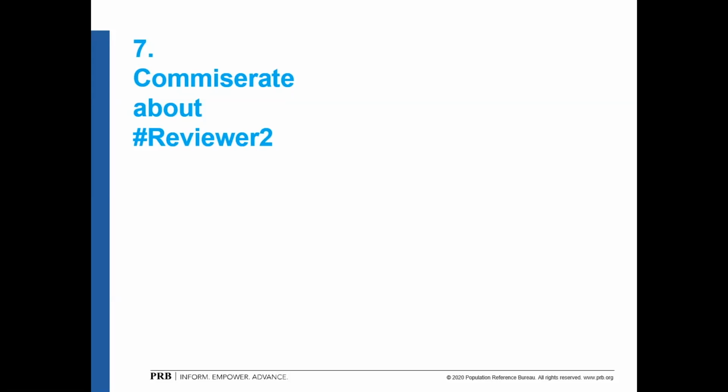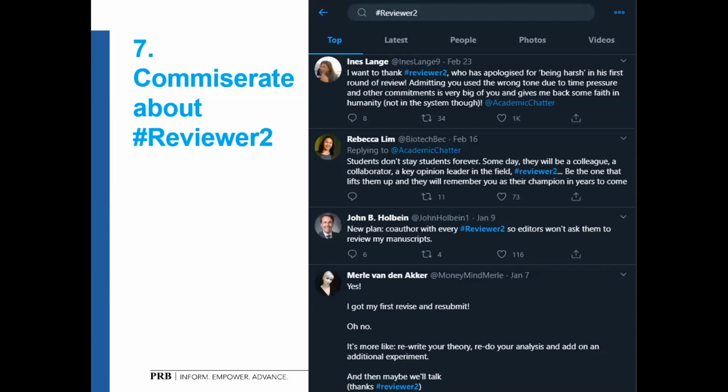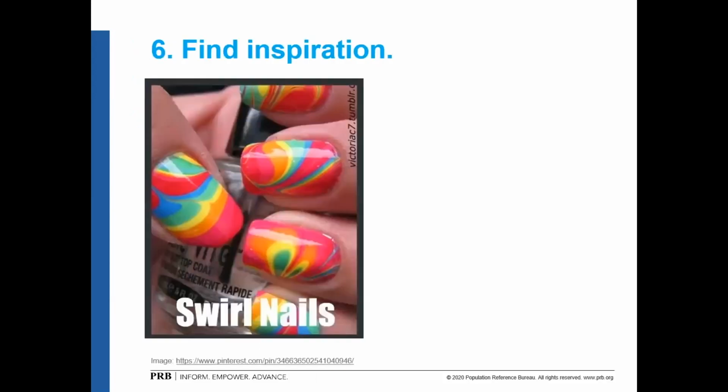It happens. And when it happens, it's because that person was reviewer 2. And Twitter is a great way to commiserate about those horrible, horrible reviews from a reviewer 2. So it's one of my sort of cathartic moments when you get one of those terrible reviews.